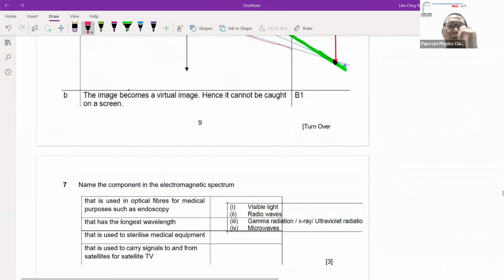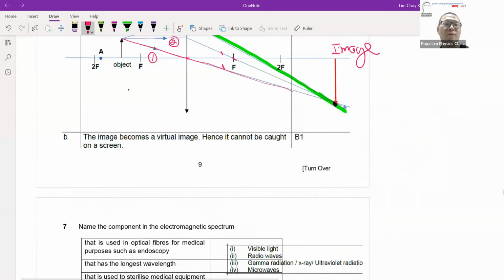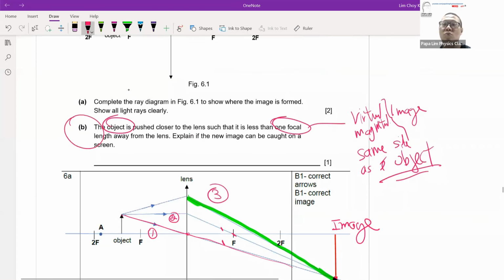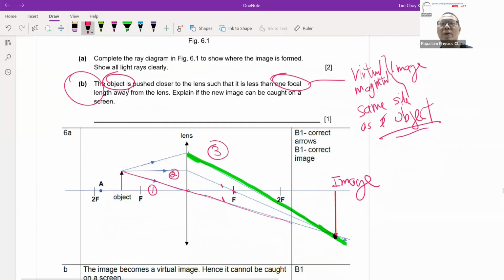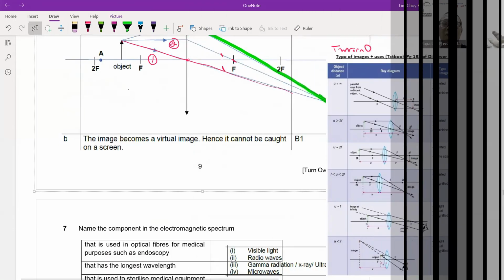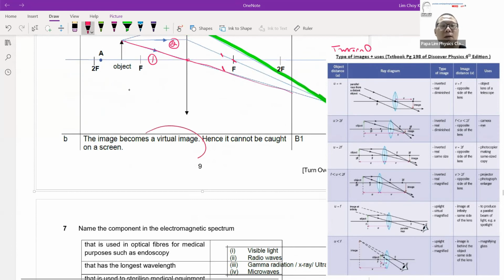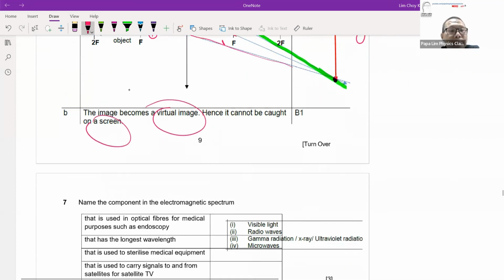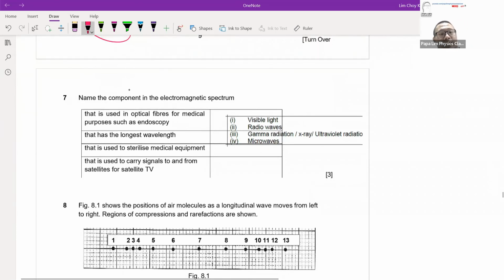Okay, so in this case, to get the answer for B, I actually don't need to draw the ray myself. I actually know the answer because I have taken note of the possible 6 diagrams and possible properties of the object and the image. So that's why I know that the answer will be virtual and it cannot be caught on the screen. I will also know that the virtual image will also be magnified. Okay, so that's why it's important to actually know the 6 diagrams. EM spectrum, I will not dwell too much. Same thing as MCQ, you need to know the arrangement, you need to know the uses, and you also need to know the properties of the EM spectrum.